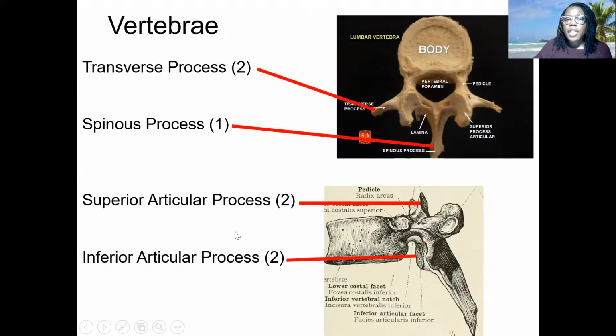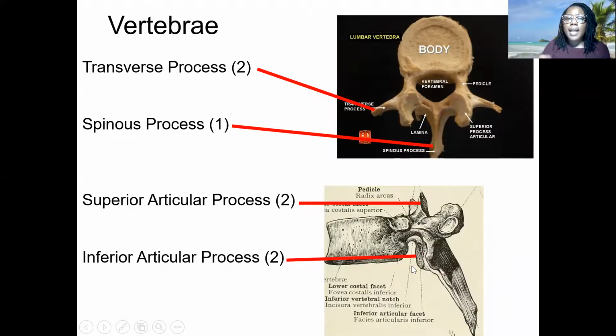We also have articular processes. So we have two articular processes that are on top and two articular processes that are on the bottom. So the superior articular process and the inferior articular process. And this is where one vertebra articulates with the vertebra above and the vertebra below.